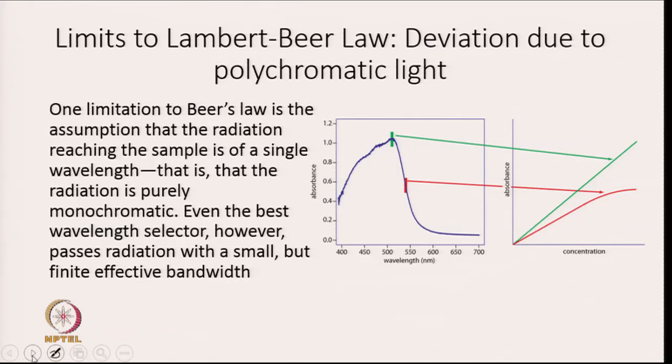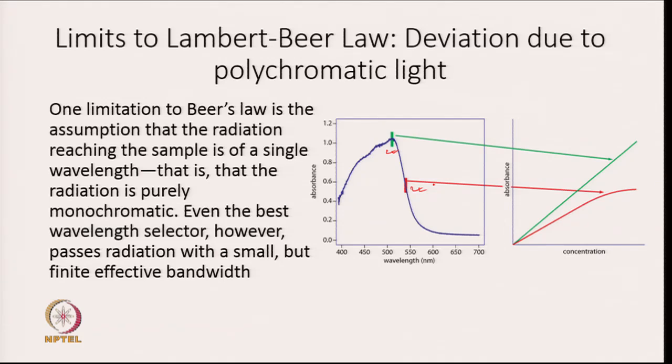There is another limitation, that is due to use of polychromatic light. Absorbance of a compound depends on wavelength of the light which we are using to get the concentration or get the absorbance. For example, suppose this is a spectra of a compound, and if I choose a wavelength here, then your absorbance is going to be high. If I choose a wavelength here, then absorbance is going to be low.